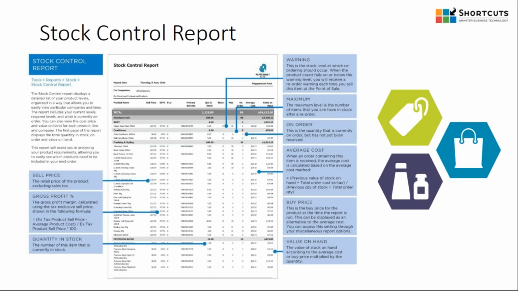So our first report is our stock control report, which displays a detailed list of your product levels, organised in a way that allows you to easily view particular companies and lines. The report includes your current levels, required levels, and what is currently on order. You can also view the cost, price, and value on hand for each product line and company. The first page of the report displays the total quantity in stock, on order, and value on hand. This report will assist you in analysing your product requirements, allowing you to easily see which products need to be included in your next order.